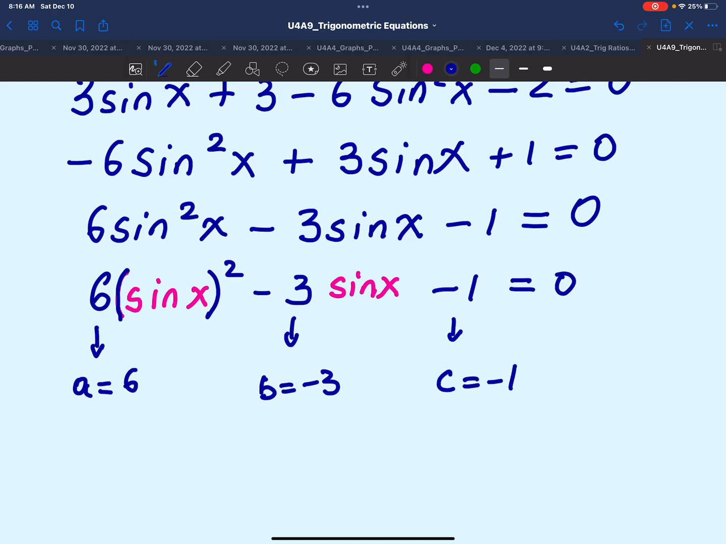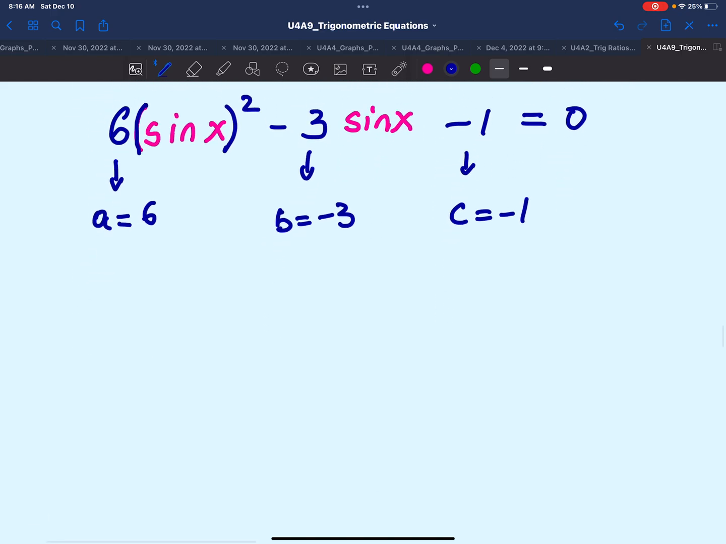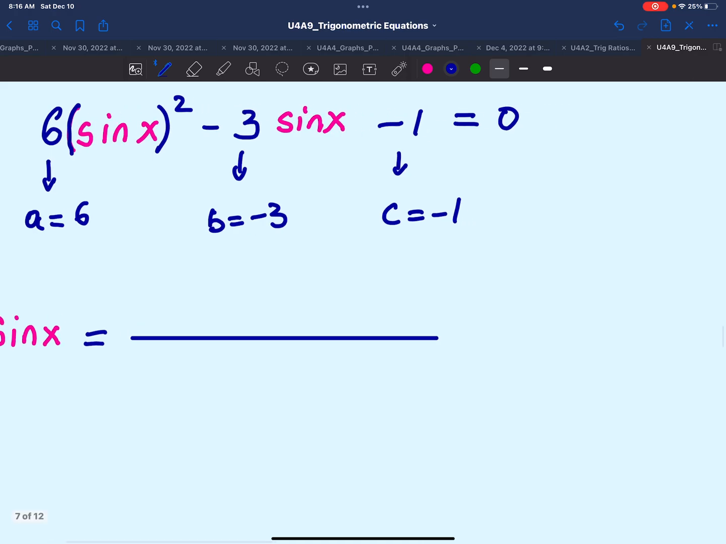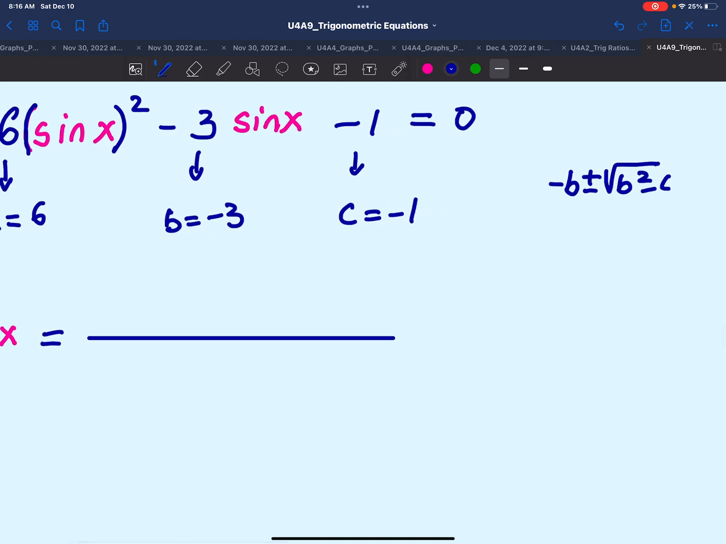We're about to use the quadratic formula. That's why it's important to identify the coefficients in front of each variable. Remember, this is our variable here. So we're going to say that the variable sine of x equals, and start off by substituting a, b, and c into the quadratic formula. Remember that the quadratic formula is negative b plus minus square root b squared minus 4ac over 2a.